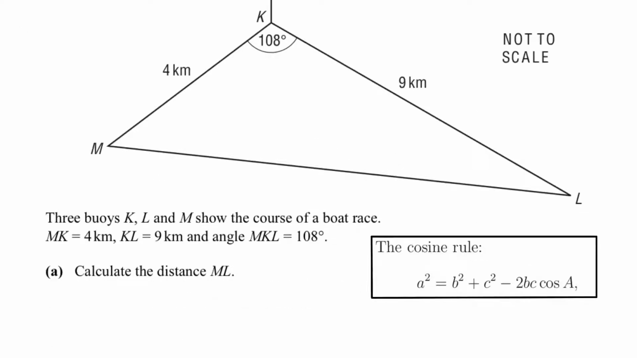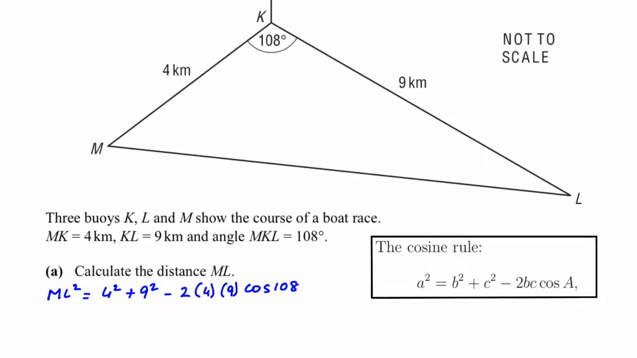To find the side ML, we'll use the cosine rule. A squared is equal to b squared plus c squared minus 2bc cos A. The thing that you should remember is that if you want to find side a, you must have the angle opposite it, which is cos A. So I want to find ML, I must have this angle opposite it, which is 108. So ML squared is equal to 4 squared plus 9 squared minus 2 times 4 times 9. Instead of writing times, we can put the brackets. It means the same thing. Cos 108. I can write 9 squared here and 4 squared here. It doesn't make a difference.